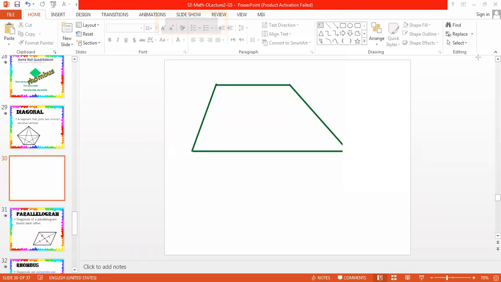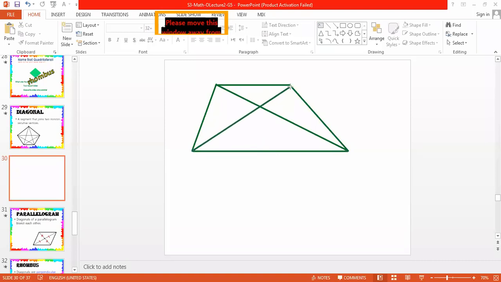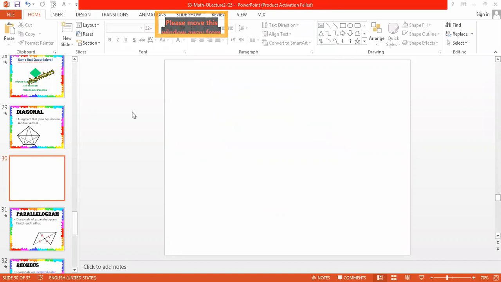Let us join the diagonals, okay? So quickly, I'm going to join them. This is the first diagonal, as you can see, and this is the second diagonal also. Is it clear? So how many diagonals do we get? Two. All the quadrilaterals have only 2 diagonals, okay?